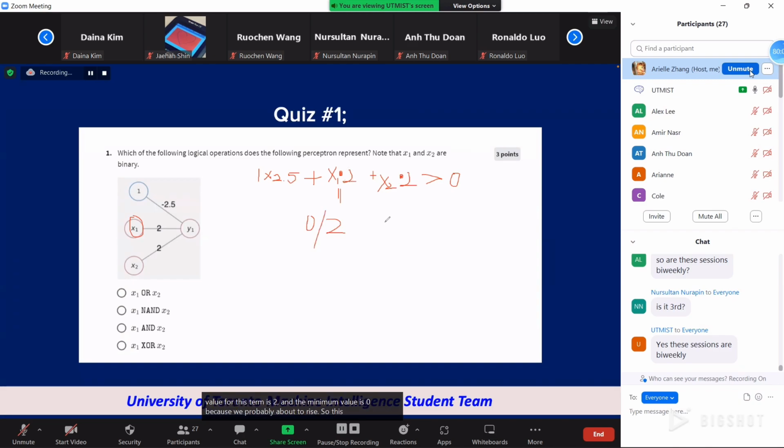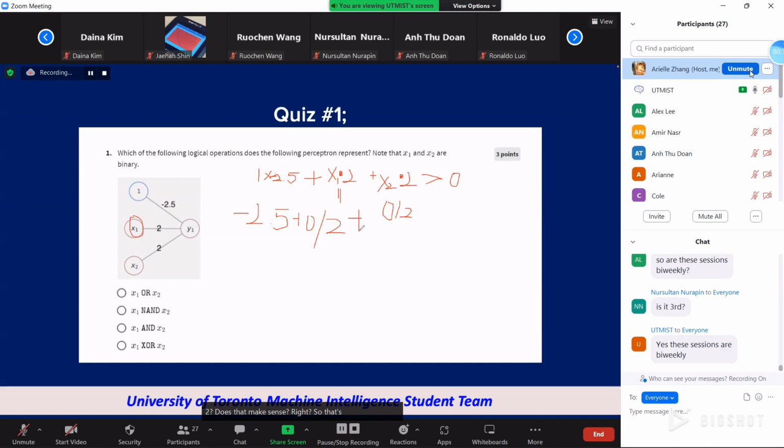So this term is either 0 or 2. And the same with this term. And for the vertical bias, we have negative 2.5. So the only case for this summation to become positive is to have 2. Does that make sense? Right?